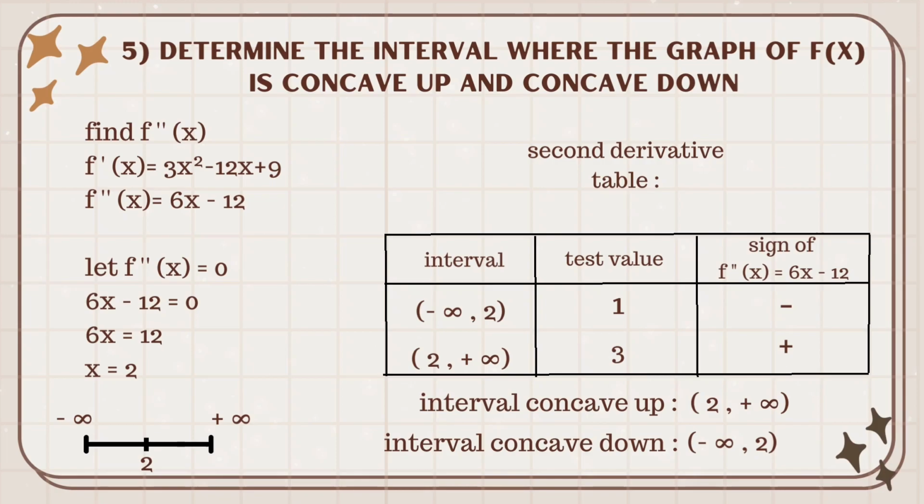Then to find concave up or concave down, we need to do a second derivative table. The intervals in the table are negative infinity to 2 and 2 to positive infinity. Then we substitute the test value into f double prime of x equal to 6x minus 12. If the answer is negative, then it is an interval of concave down. If the answer is positive, then it is an interval of concave up. From the answers, we can determine that the interval of concave up is 2 to positive infinity and the interval of concave down is negative infinity to 2.